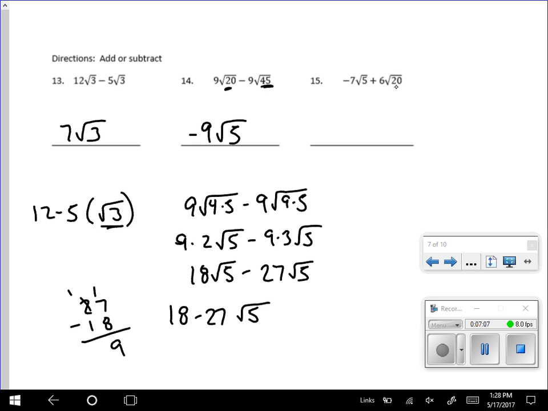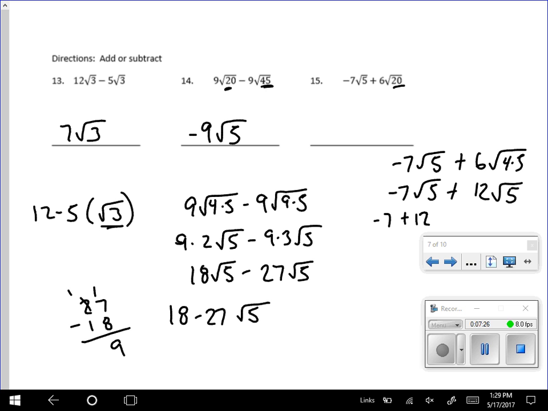Okay, and then I need to simplify this 20 here to make sure I can add this one. So this would be 4 times 5. So 6 times 2 is 12 times the square root of 5, because the square root of 4 is 2. So then we would have negative 7 plus 12 times the square root of 5, which gives us 5 times the square root of 5. So you will have some adding and subtracting on your test as well. Again, pause, ask questions if you need. That's what I'm here for.